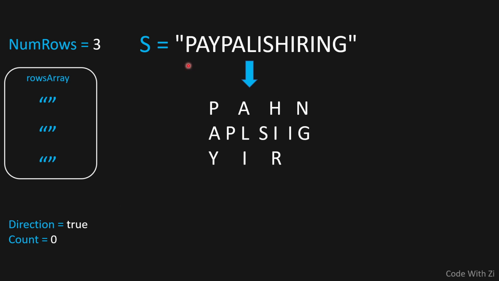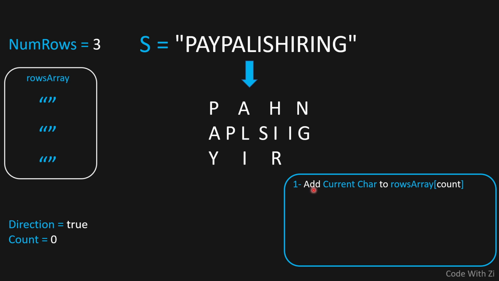Alright, so first of all, we need to loop through each character here. So we're going to need a for loop. Inside of our for loop, we're going to do 3 simple things. The first one is, we're going to add the current character to the count index of our array. What does that mean? So for example, in our for loop, we're looking at P, right? This is just an example. So our character is P. So we're going to add our P to the first index of our array. The first index of our array is this string here. So we're just going to add P to it. And that's it. So long story short, grab this and put it here.